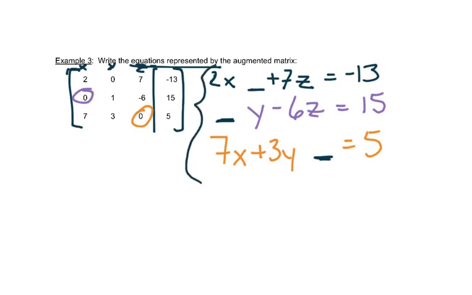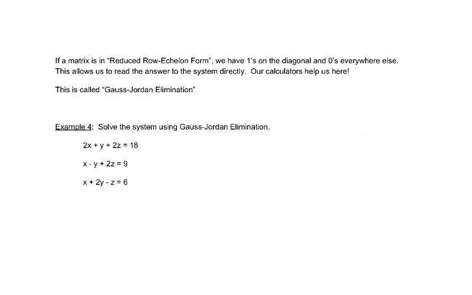And then these are hooked together because all three equations go together. Now if they're not all lined up neatly like that with the equal sign, the x's and the y's and z's, that's okay. You just have to have the right number in front of the right letter. Okay, so now we're going to talk about how we use our calculators to solve these.